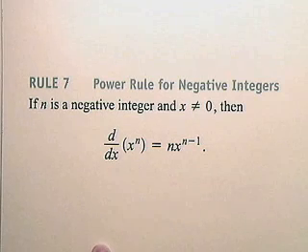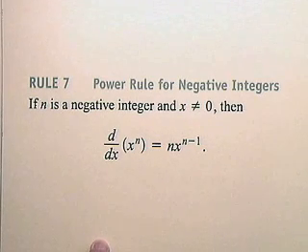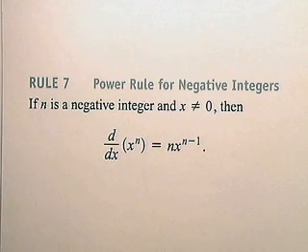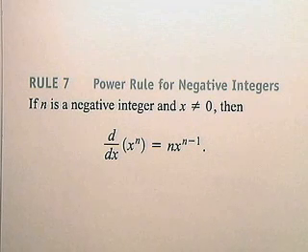So those are our basic rules, and so what's the bottom line on this so far? We differentiate terms, a sum of terms, term-wise.